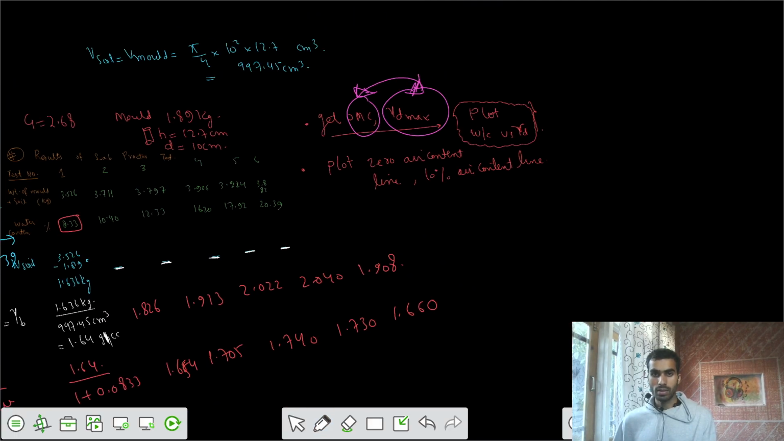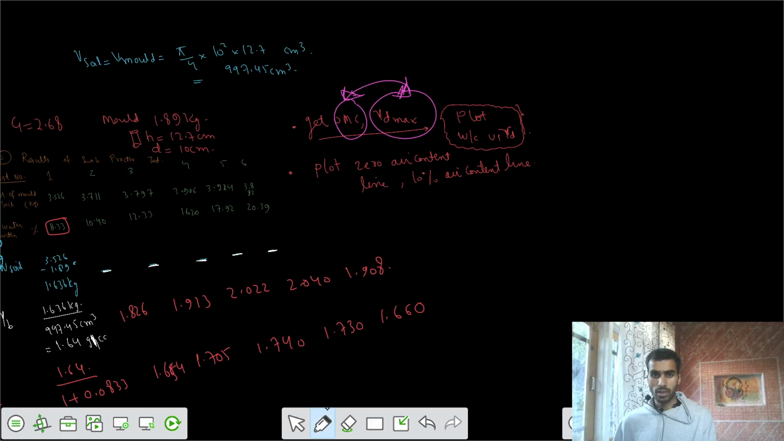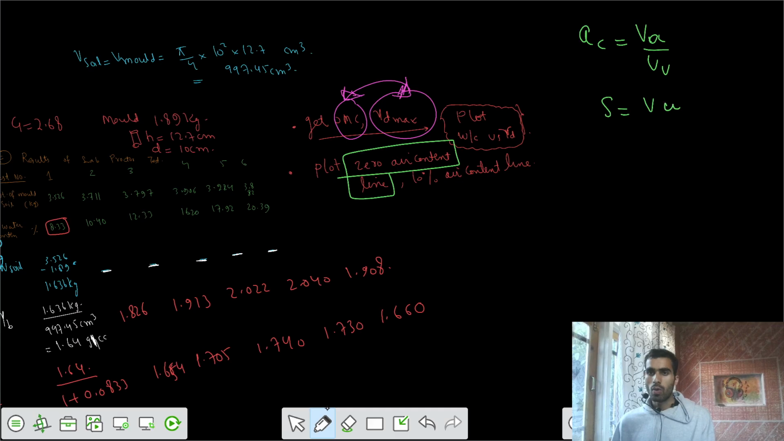Now the second part is that we had to calculate and plot the zero air content line. Air content is the volume of air by volume of voids, and saturation is the volume of water by volume of voids. So we have the equation: air content plus degree of saturation equals 1. For the zero air content line, the degree of saturation is 100%.